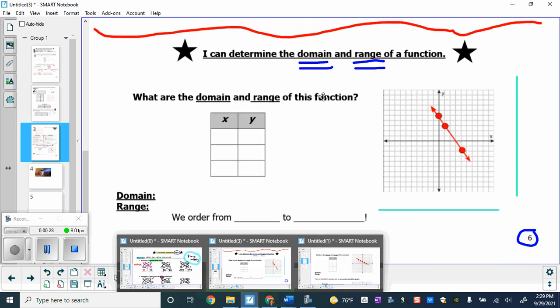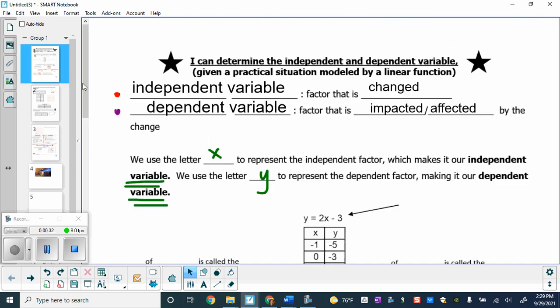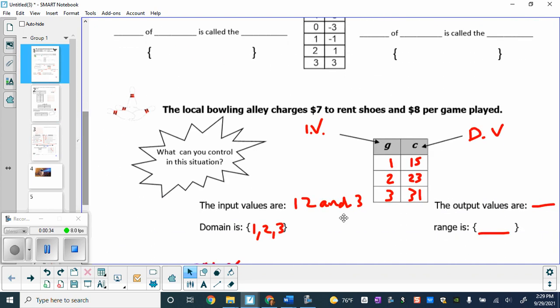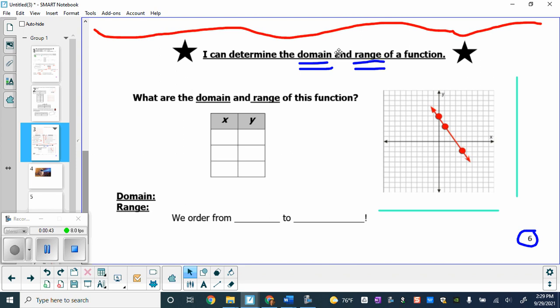Today we're going to focus on identifying domain and range. I did mention this in the last video. I'll show you here that we did talk about the inputs and the outputs being domain and range, so that should be on your radar a little bit. And today we're just going to focus on formalizing. We're going to formalize the definitions of domain and range and practice identifying them in a variety of settings.